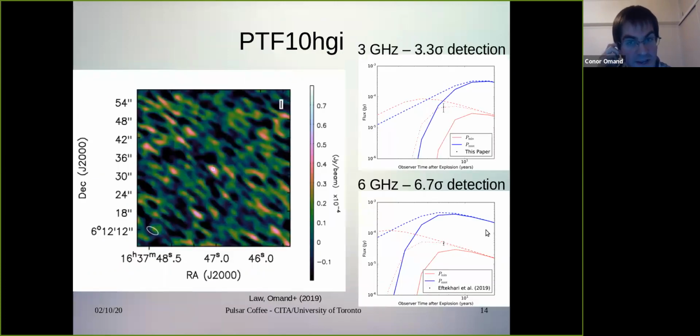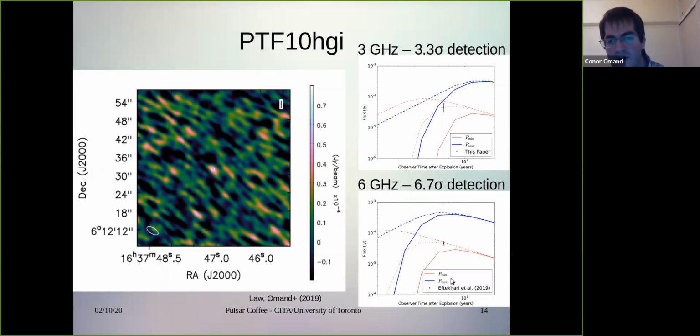So I'm going to show that data here. This is a 3.3 sigma signal. Some people don't even want to call it a detection because of that number, but we can see that it's completely spatially coincident with this white box, which was the detection from the other team at 6 gigahertz.